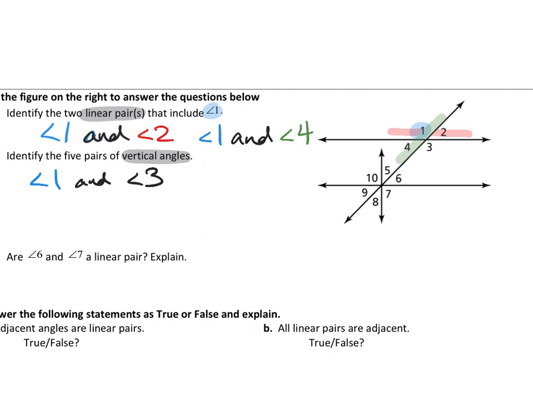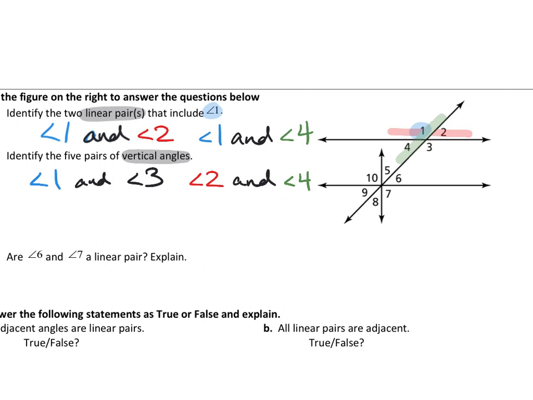Let me get you one to start with. If I want to start with angle 2, what is vertical to angle 2? 4. Okay, again, vertical angles are like flips across the line. 2 and 4 are across from each other, they're vertical. 1 and 3 are across from each other, they're vertical.